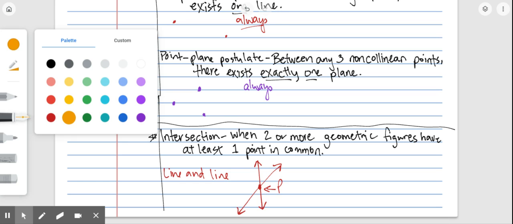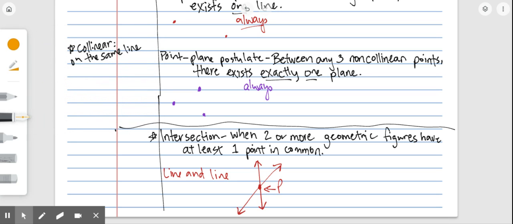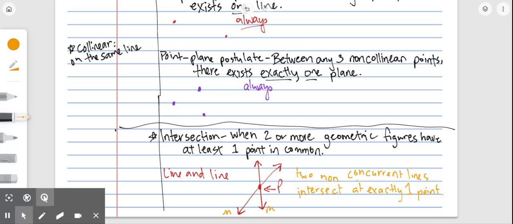Okay, so there's a rule that goes with this that's probably kind of easy for you to think about. As long as the two lines, let's call them line N and M, are actually separate lines, they're not the same line, they will always only intersect at a point. So I'm actually going to write that down. I wrote: two non-concurrent lines intersect at exactly one point.